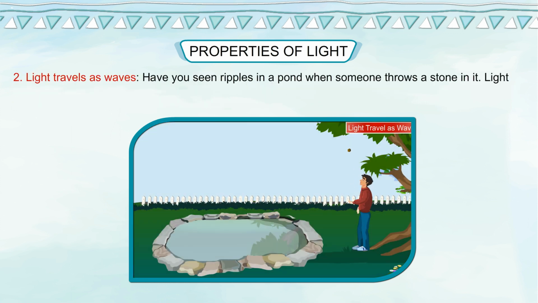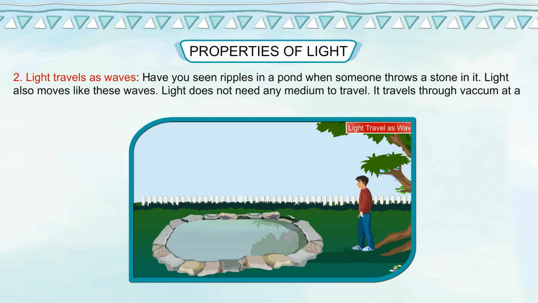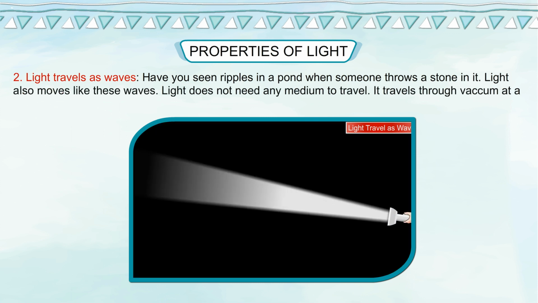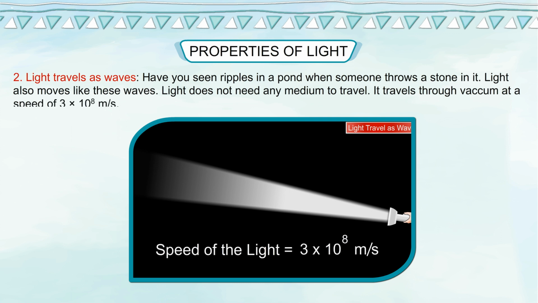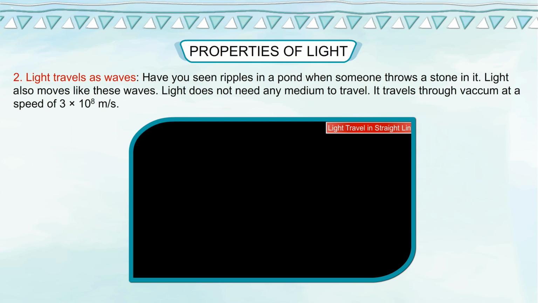2. Light travels as waves. Have you seen ripples in a pond when someone throws a stone in it? Light also moves like these waves. Light does not need any medium to travel. It travels through vacuum at a speed of 3 × 10⁸ meters per second.